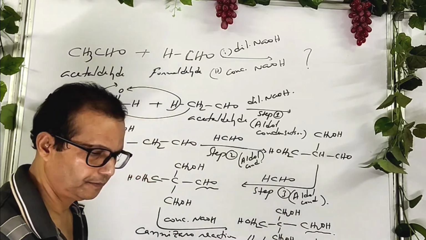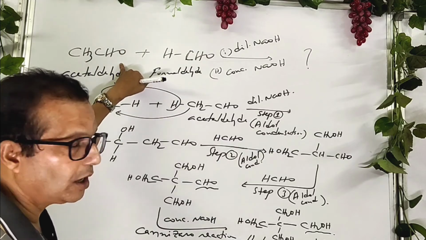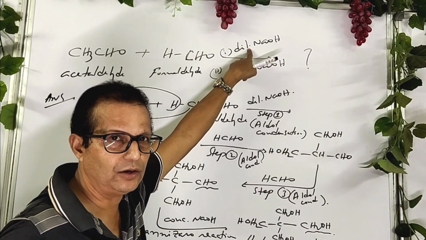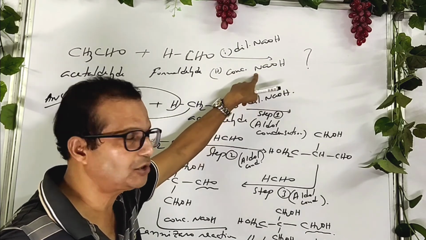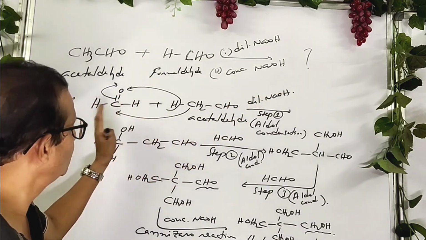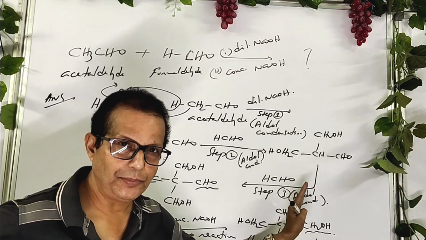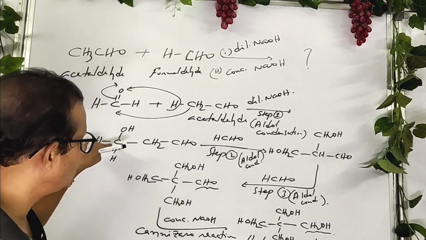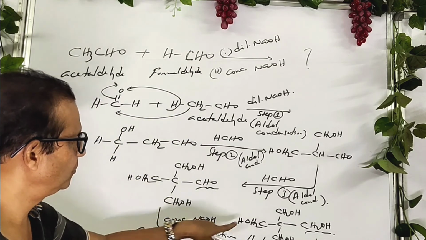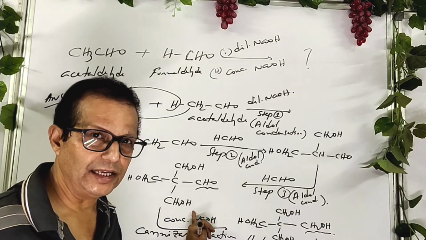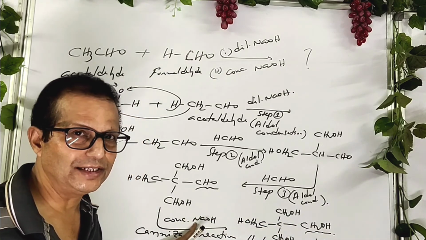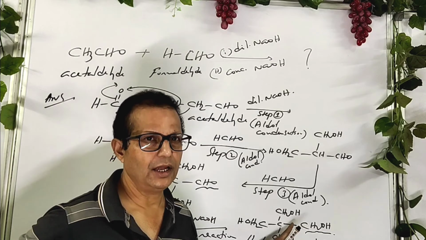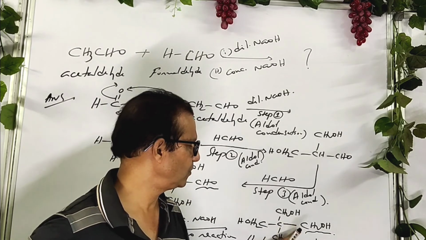So see, the reaction occurs between acetaldehyde and formaldehyde. In first step you have used dilute sodium hydroxide, and in the second step you have used concentrated sodium hydroxide. 3 aldol condensation steps. In 3 aldol condensation steps, each alpha hydrogen is replaced by CH2OH group. And the final step is Cannizzaro reaction, because you have used concentrated sodium hydroxide. So this compound is used to prevent heart disease or heart attack.